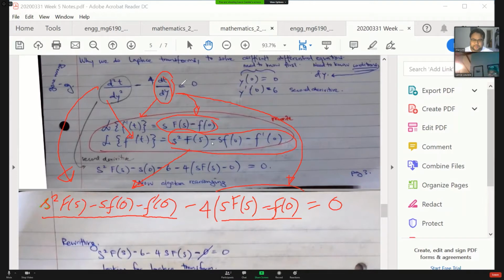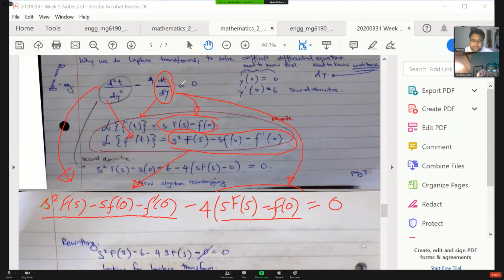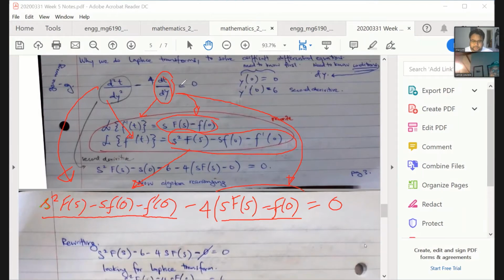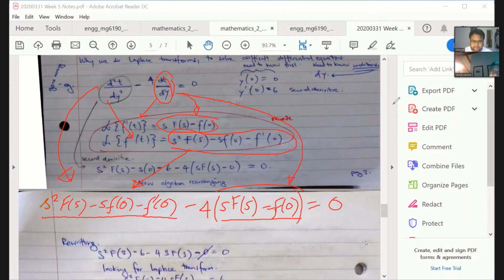Good, good. And you can explain it to your mates, your classmates, and it will consolidate in your own mind. You know, as you teach them, you will remember. Okay, let's do this together. Yep. So I need a bracket around here. Yeah. All right, ready? s squared F(s). Yep.